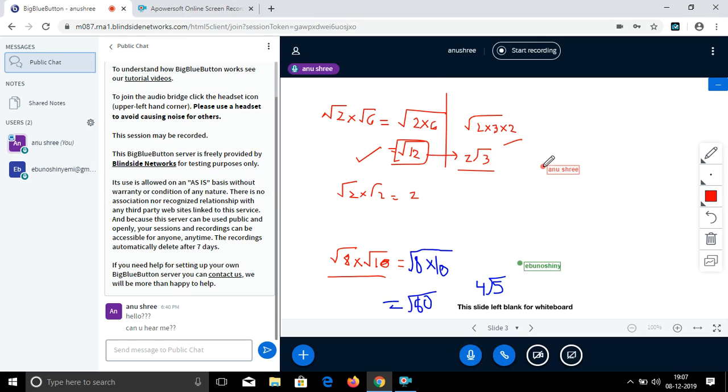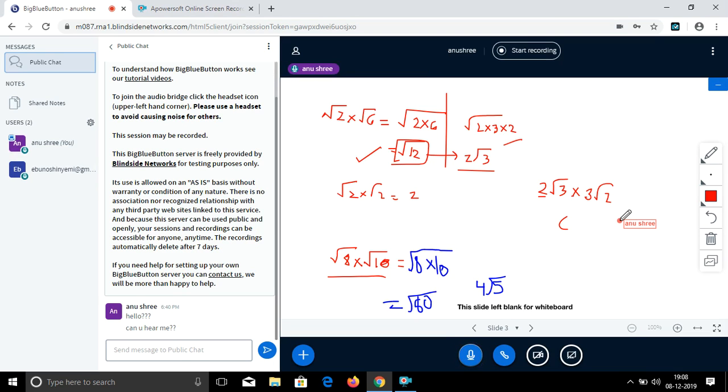Yes, that's correct. Now next is 2 root 3 multiplied by 3 root 2. So what you have to do, multiply the numbers separately and multiply the roots separately, which means 2 into 3 will give you 6 and this will give you root 6. So this is the one I'm solving. So 2 into 3 just gives you 6.